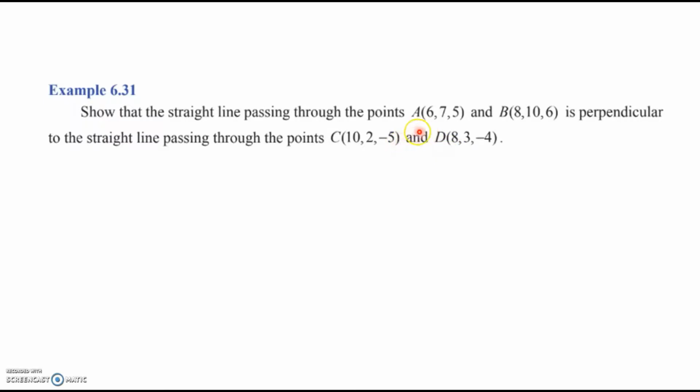To find the vector which is parallel to AB, we subtract x2 minus x1, which is 8 minus 6, 10 minus 7, 6 minus 5. If you form a vector from the result, that vector would be parallel to the line which passes through these points. Similarly, for CD, applying the same principle, you would find the vector which is parallel to the line CD by getting the differences between the x, y, z of each coordinates.